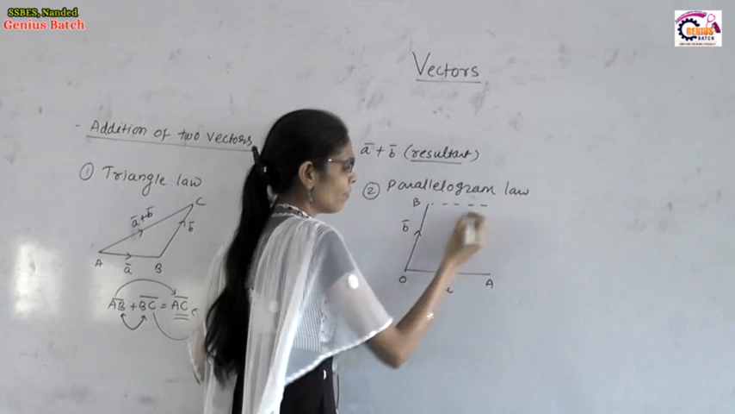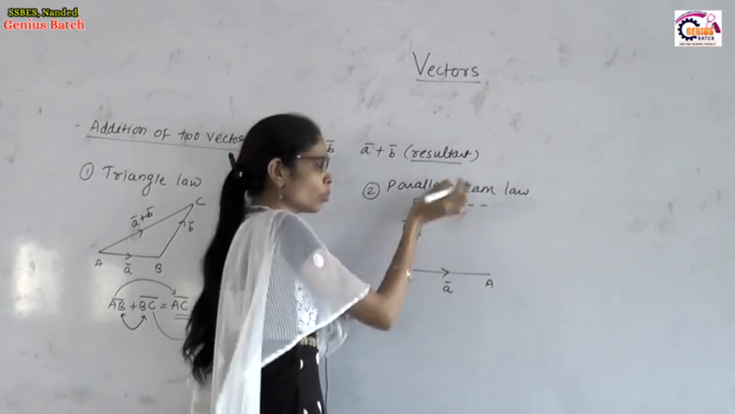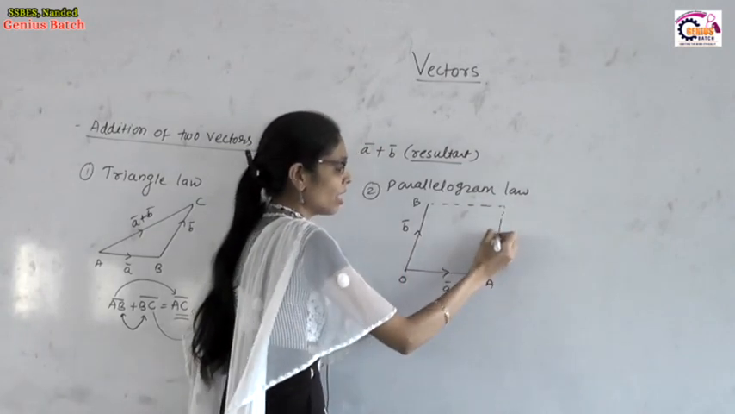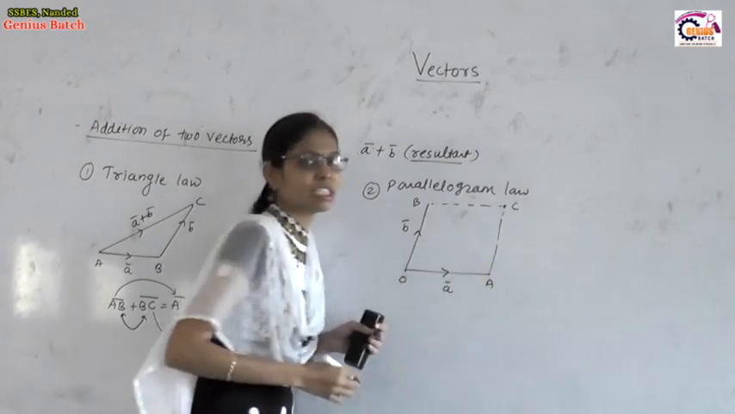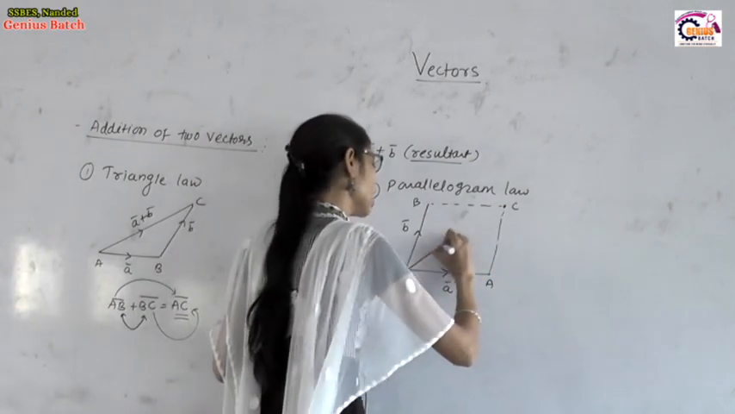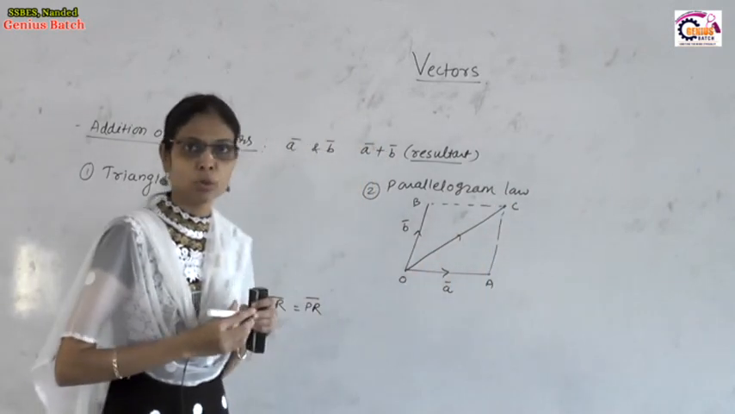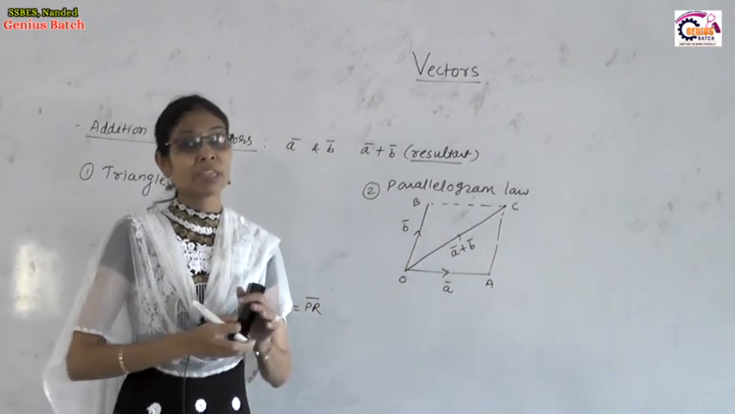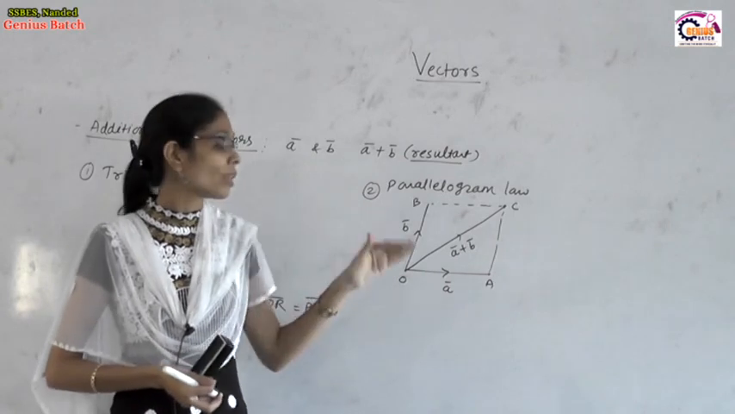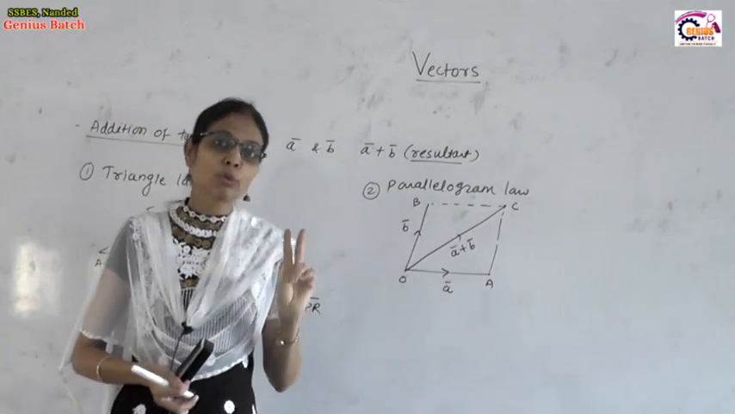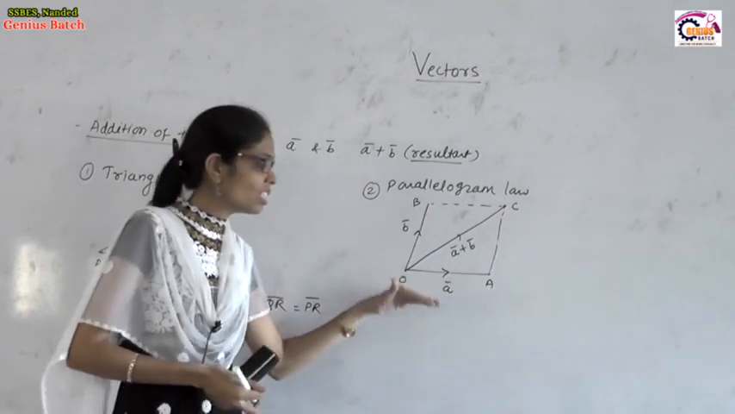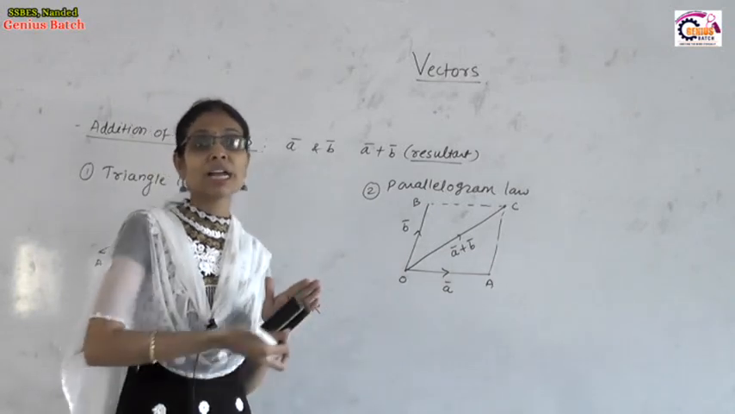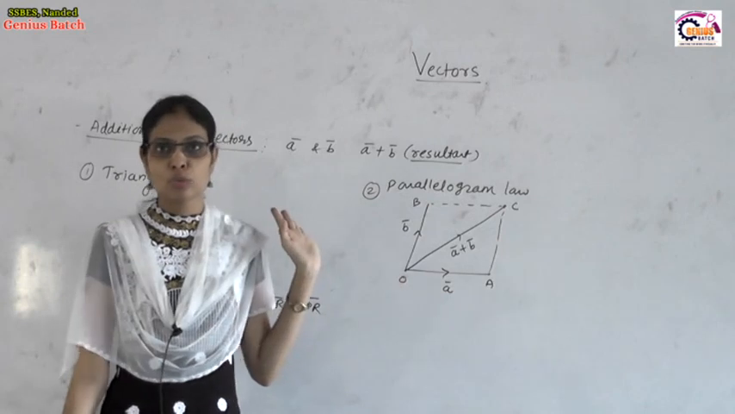So if I draw a vector parallel to vector A, and vector B parallel to vector B, completing this parallelogram. Suppose C is the point of intersection. OC will be the diagonal of this parallelogram, and the resultant A plus B lies along the diagonal OC. This is the parallelogram law of vector addition. If vector A and vector B are two vectors lying along adjacent sides of a parallelogram, then their resultant lies along the diagonal which is co-initial with these two vectors.